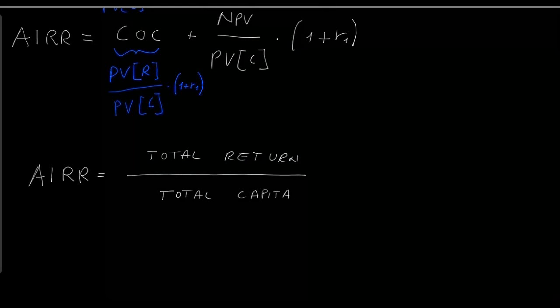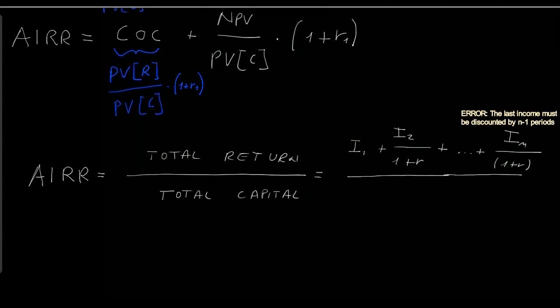We remember that when the cost of capital is constant, what we have is a numerator which is equal to the first income plus the second income discounted by 1 period, the third income discounted by 2 periods, and so on. The last income is discounted by n periods. And the denominator is, as usual, the present value of the capital amounts.